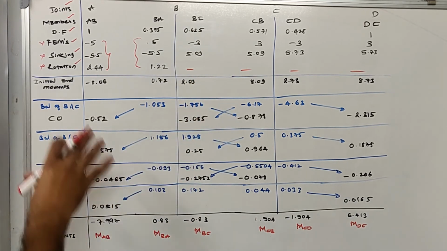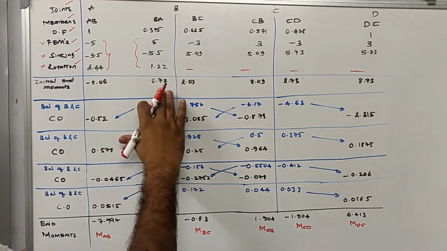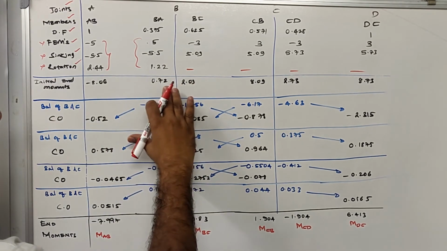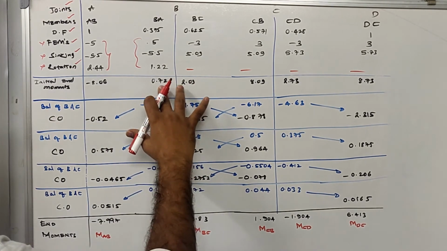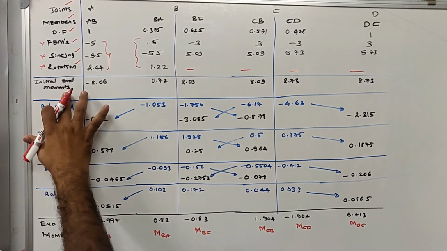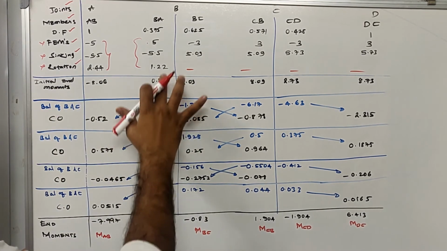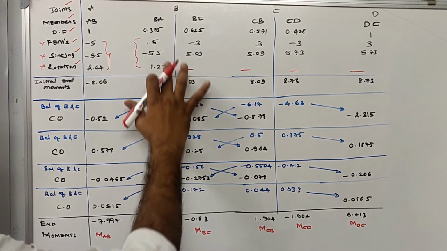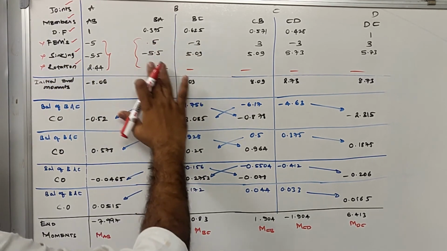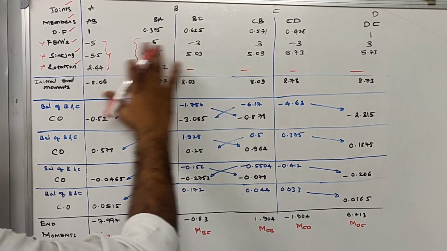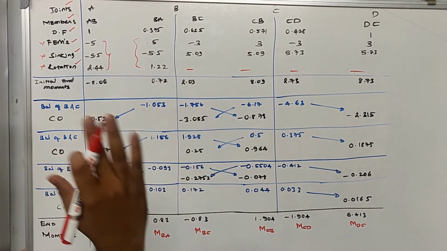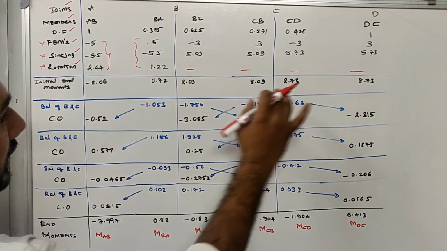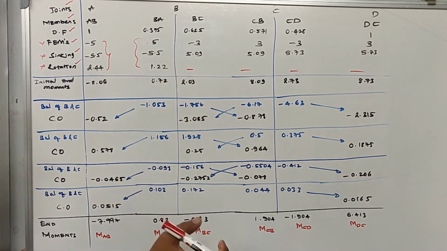What we are doing here is taking the summation of moments at any given joint, only the initial end moments. These initial end moments are representing the fixed end moment, sinking moment and rotation moment. So that's why we don't have to consider these values. These values are neglected while solving the problem. Now these are our initial end moments, and from here itself we start balancing.